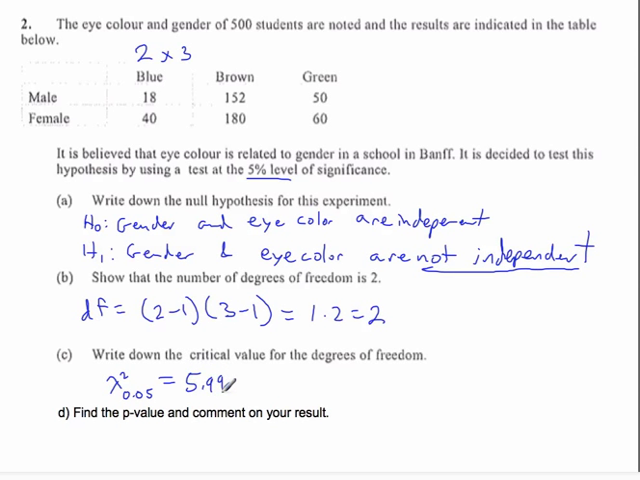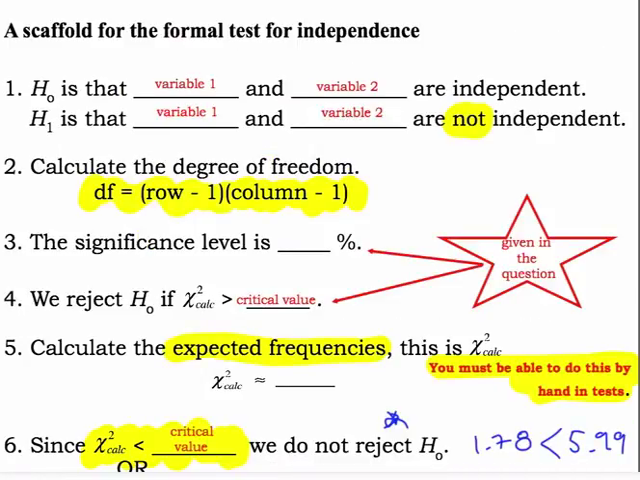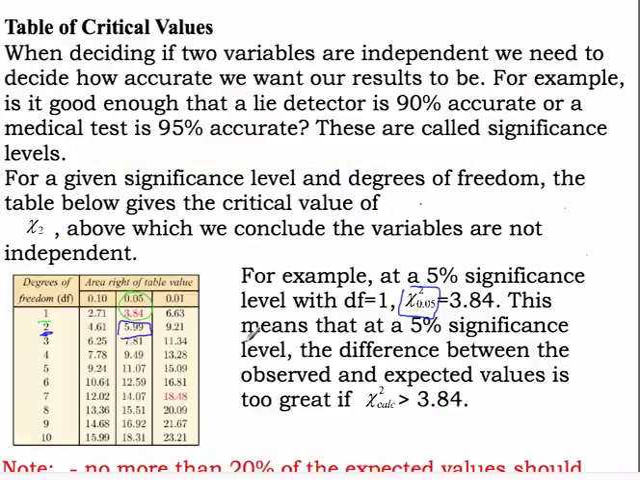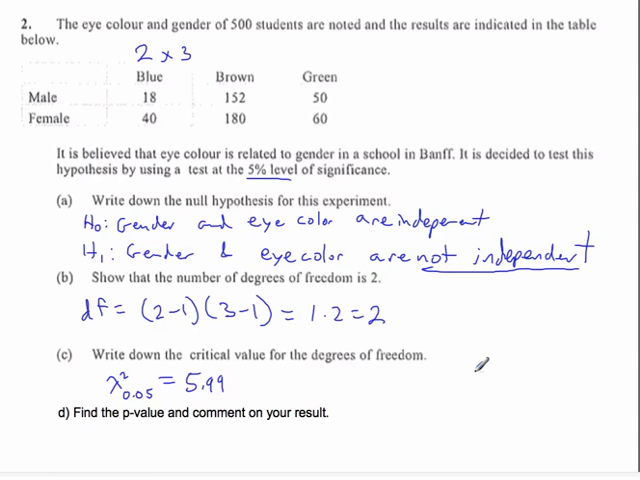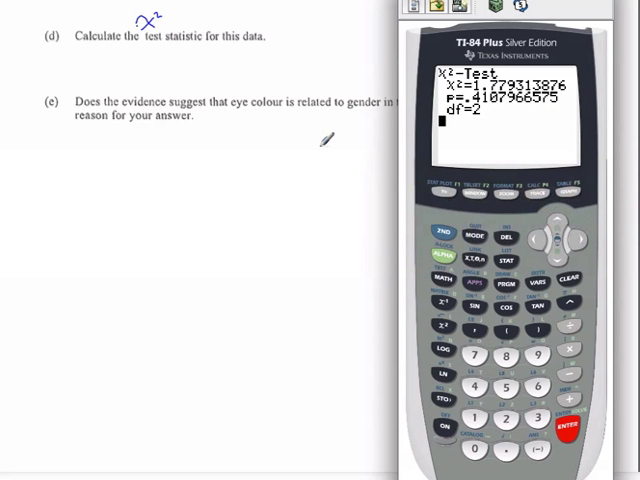5.99. Oh wait, now hang on a second. Let me see that again. Yeah, 5.99 is what we're looking at. Okay, so that's the critical value for 2 degrees of freedom here, and 5% significance level. So there should be another question here actually that says calculate the test statistic for this data. So we're talking about the chi-squared statistic. Alright, so we're going to calculate that now on our graphing calculator.